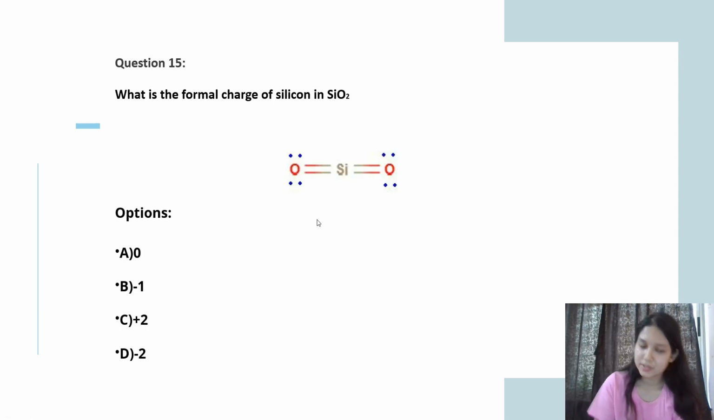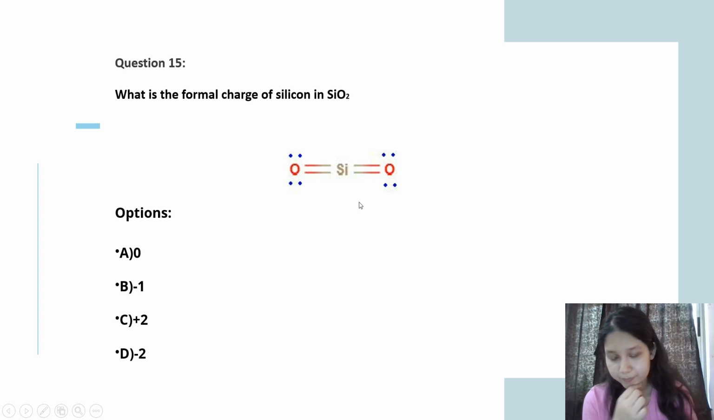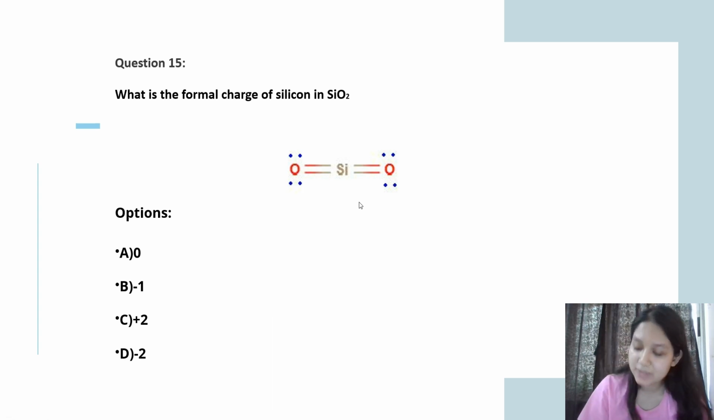The next question, question number 15. What is the formal charge of silicon in silica, SiO2? You have been given four options: 0, -1, +2 or -2. Here the central atom is silicon. You need to find out what is the formal charge of silicon in this silica molecule. Does anybody know the formal charge calculation formula? Ma'am had already taught you. I remember she has taught you the formal charge calculation formula.